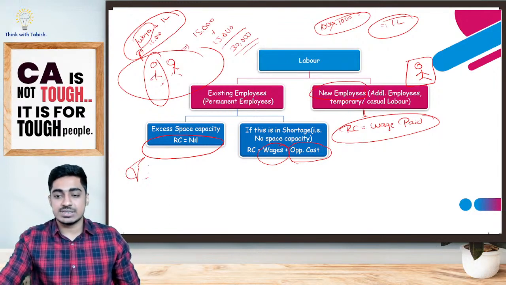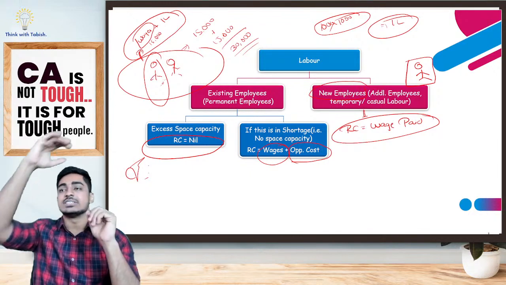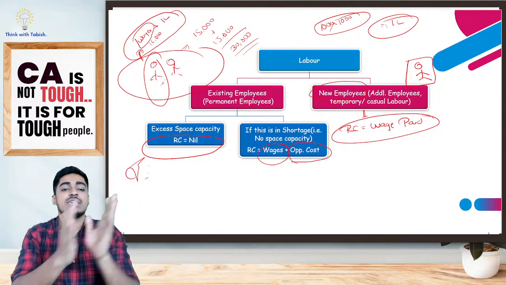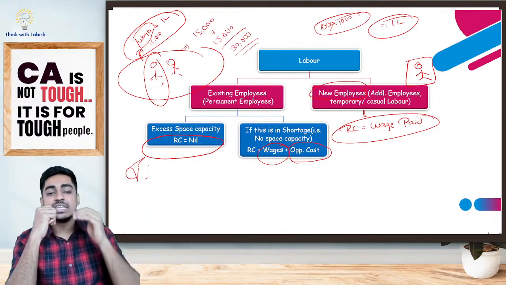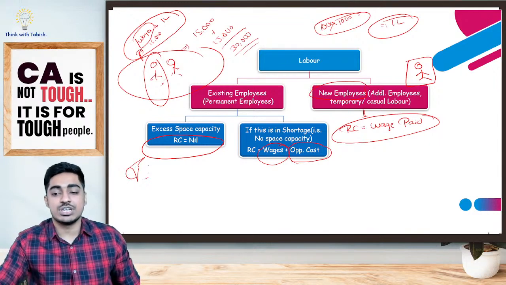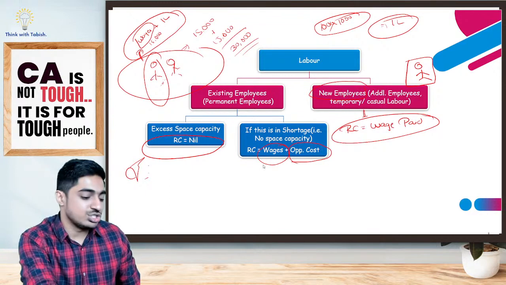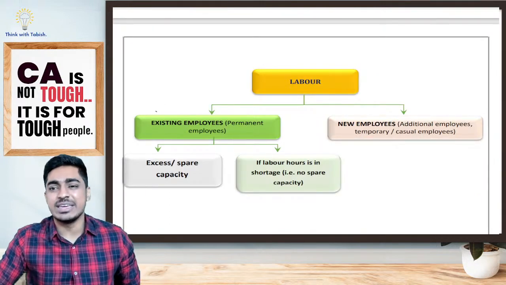Is it clear, students? So, for labor, two cases. First, new labor, additional employees: wages paid is relevant. Existing employees: if there is spare capacity, it is not relevant. But if there is no spare capacity, the wages plus the opportunity cost is relevant. Any doubts? Should we continue? Yes, you guys are motivated. Should we continue, students? Tell me.